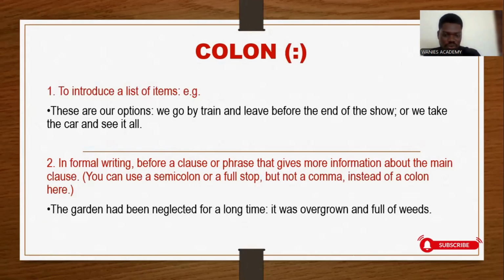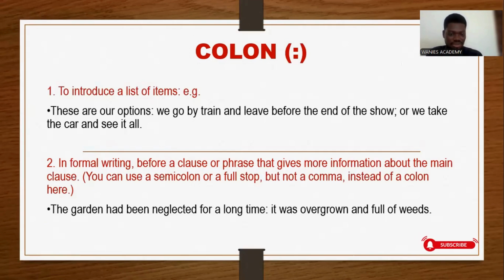Now, if you look at where we place a colon in the sentence, that's a boundary between two interrelated ideas, two related ideas. The garden had been neglected for a long time. And we have it was overgrown and full of weeds. So the first part is like a claim. You're making a claim, a garden that has been neglected. Then the second part is like the reason for the claim.